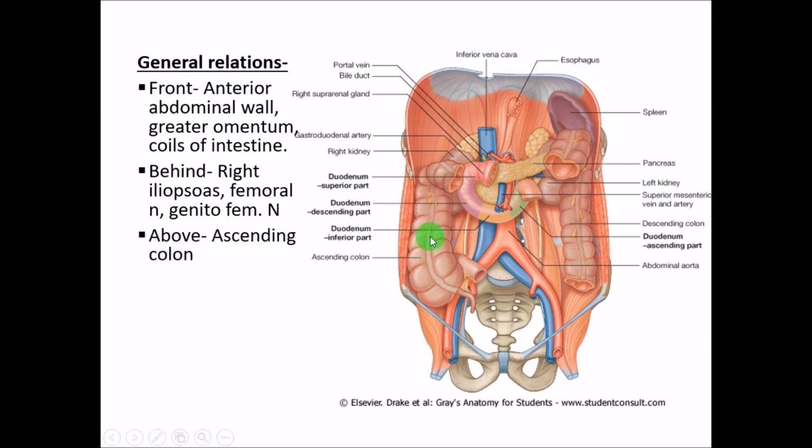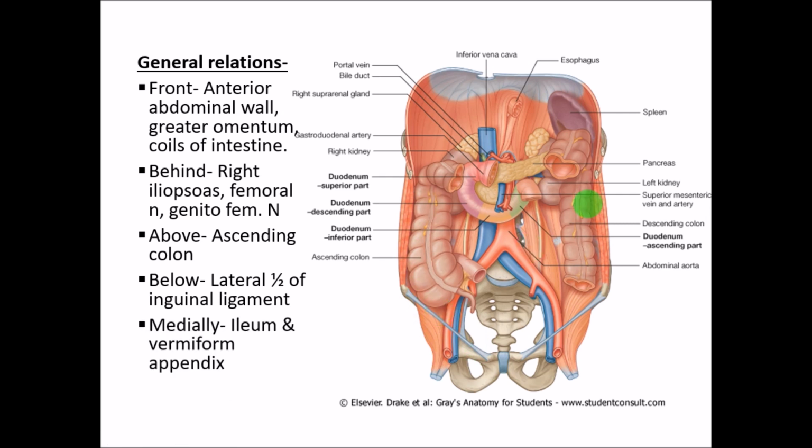Above, this will continue as the ascending colon. This is the transverse colon which is cut, then the descending colon. So this is the beginning of the large intestine or the colon. It continues after the cecum as the ascending colon. Below we have the lateral half of the inguinal ligament. We already saw the inguinal ligament. And medially we have the ileum as well as the vermiform appendix. Here on the medial side we have the ileocecal junction as well as the ileum, and the appendix will be medially present. So these are some of the important relations of the cecum.